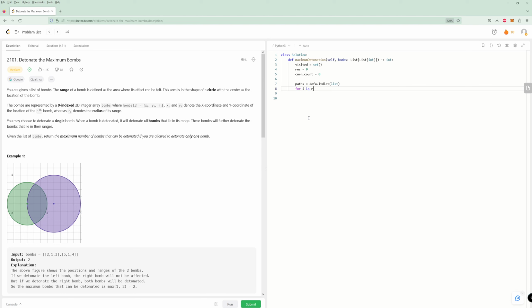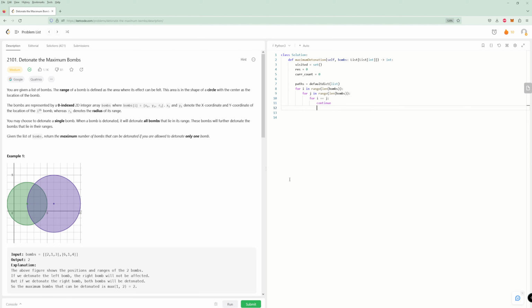So for i in range, length of bombs, right? And then the same thing for j in range, length of bombs. We could say if i equals j, just continue, but we're going to take care of that with a visited set, so it's not really going to matter. Actually, let's just get rid of it just in case. So let's just say if i equals j, let's just continue, right?